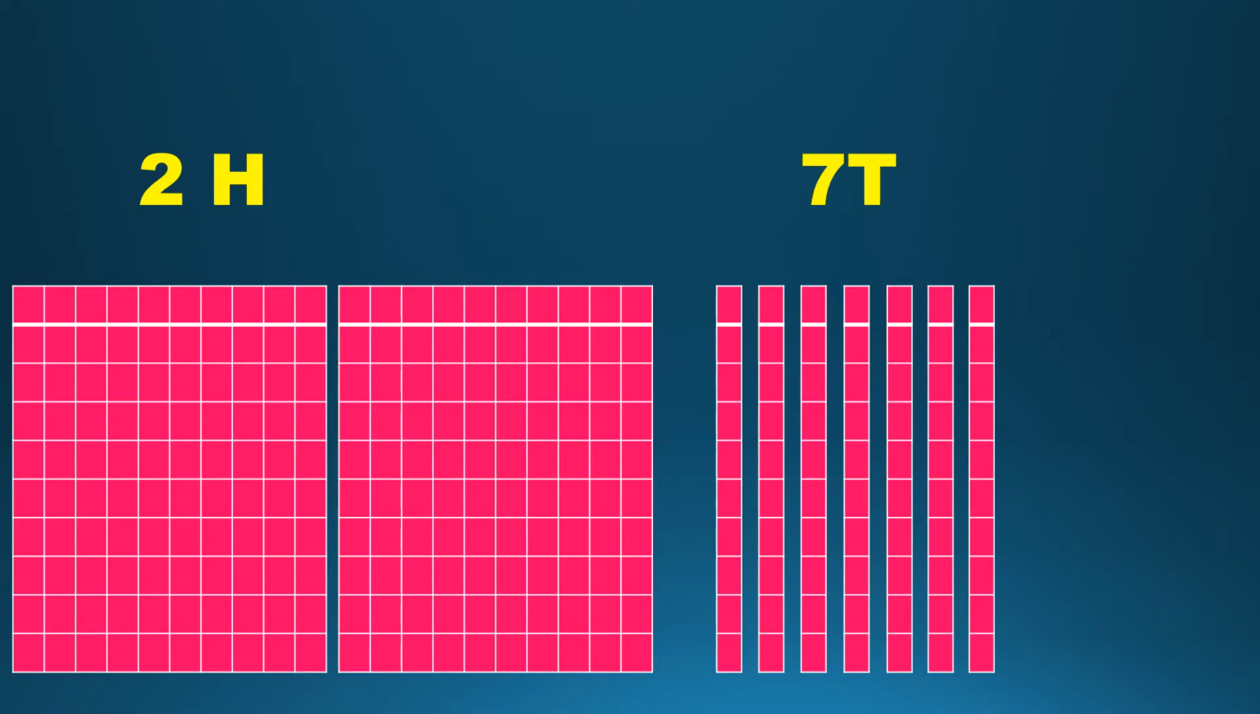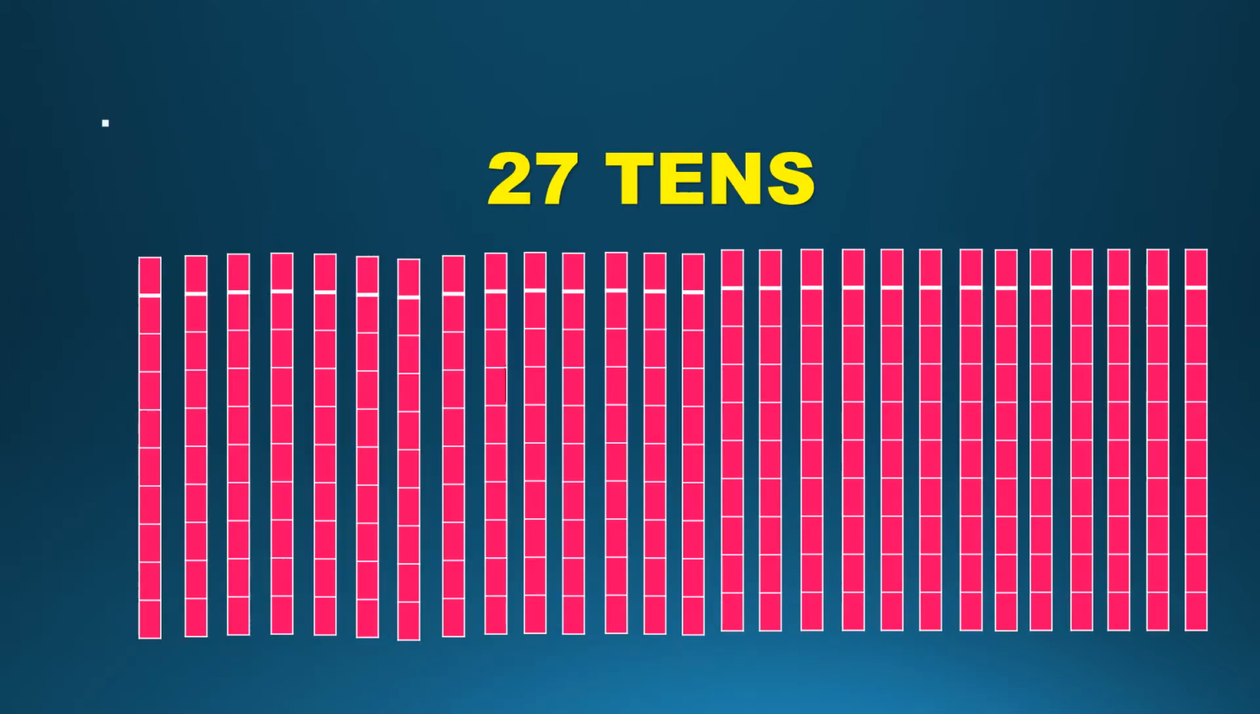2 hundreds and 7 tens. What is that? It is the same as 27 tens. You can count and you can get your answer.